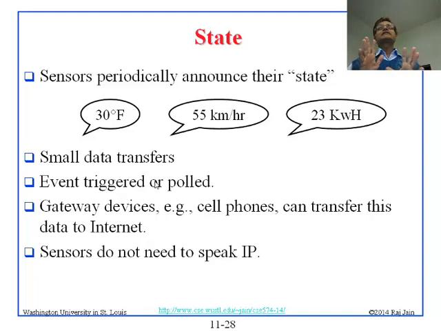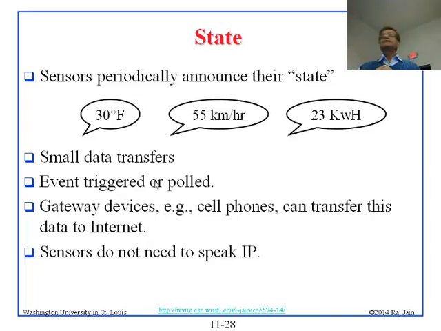So these are very simple announcements, and they could be event triggered, meaning when the temperature changes it could announce, or when the speed changes it could announce, or it could be just clock ticks, every minute they could announce, or they could be polled when asked.